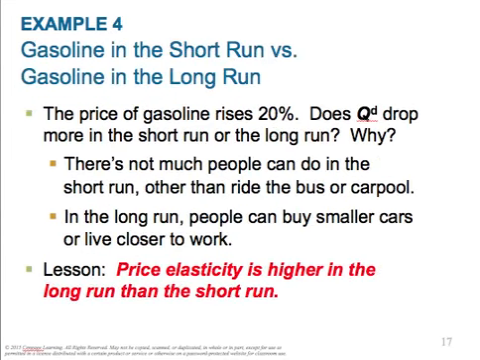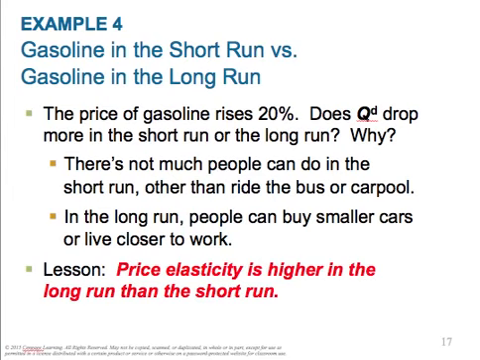Example 4, gasoline in the short run versus gasoline in the long run. The price of gasoline rises by 20%. Does quantity demanded drop? Which quantity demanded drops more, in the short run or the long run? Why? There's not much people can do in the short run other than ride a bus or carpool. In the short run, you're pretty much stuck commuting how you commute, especially in an area like where we live, in a more rural state.